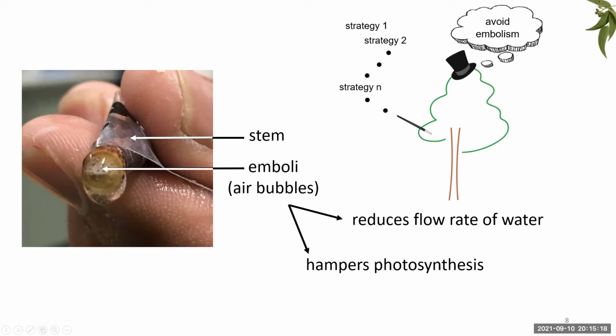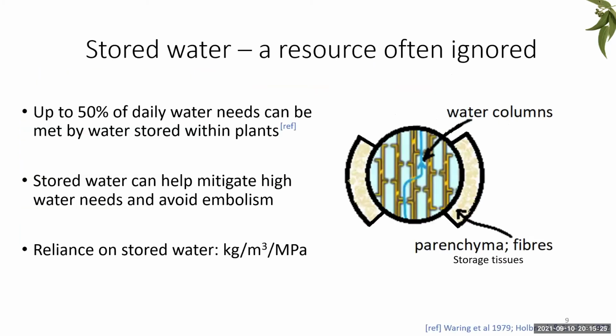And one such strategy that I am focusing on for my PhD is water storage. So water storage is a very important factor in plant water dynamics, which has been heavily ignored whenever the hydraulic pathway is concerned. In fact, up to 50% of the daily water needs that plants have can sometimes be met by water that is stored within the plants.